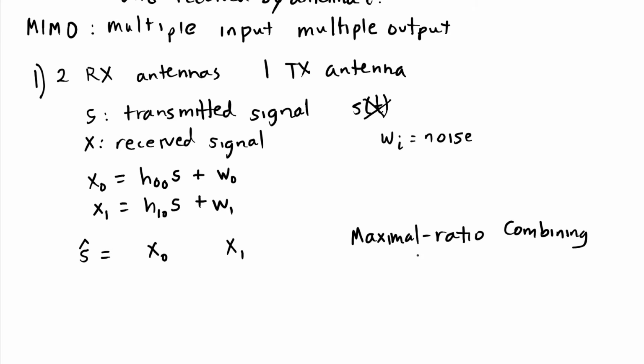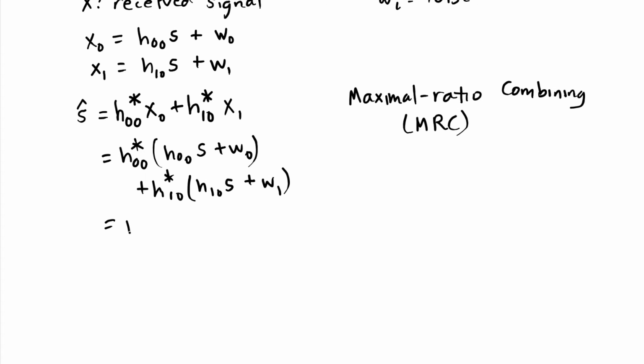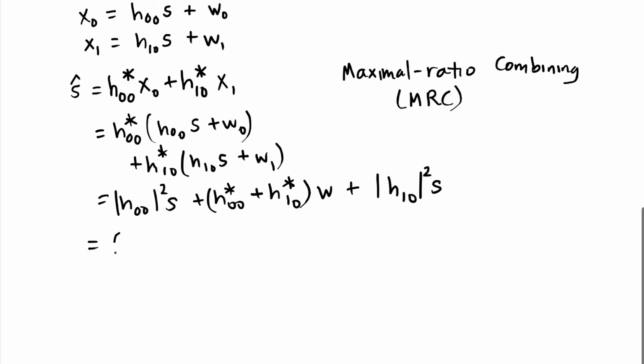In a scheme called maximal ratio combining, or MRC, we multiply x0 by h00 conjugate, and then we add it to h10 conjugate times x1. Let me plug in the values for x0 and x1, and h00 conjugate multiplied by h00 becomes h00 magnitude squared. So we get, instead of one amplitude multiplied by S, the sum of the squared values of two different channels, h00 and h10, and those two add together when they multiply the signal S.